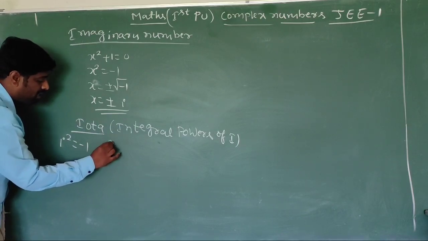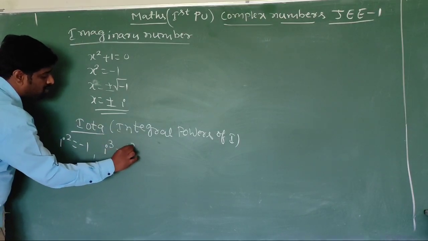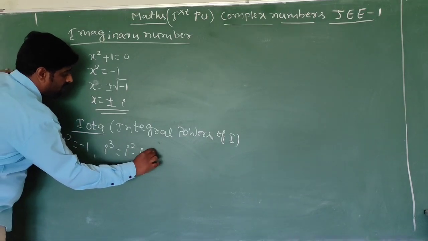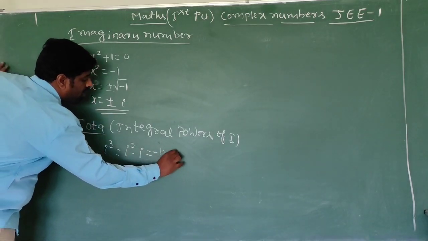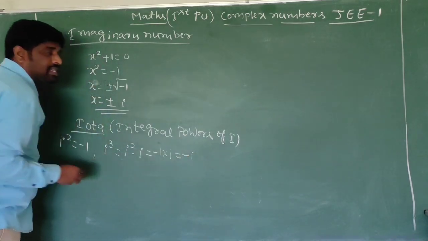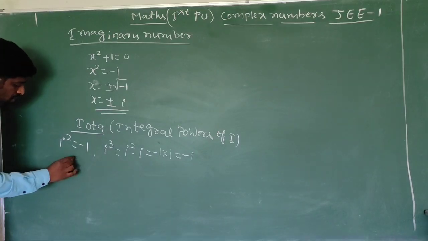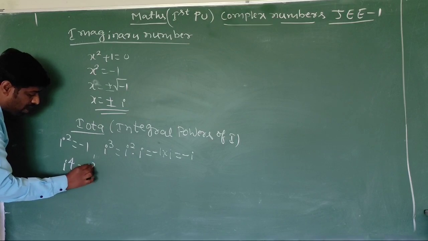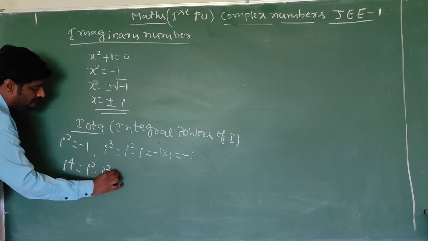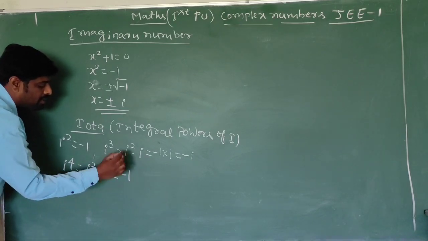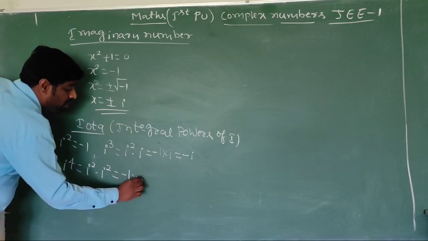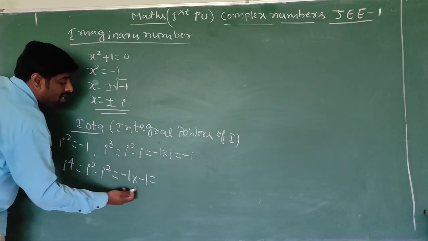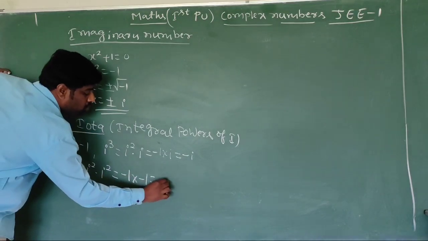So i cube is equal to i square into i, that is minus 1 into i, which is equal to minus i. Then i to the power of 4 can be written as i square into i square. The i square value is minus 1, so minus 1 into minus 1 is plus 1.